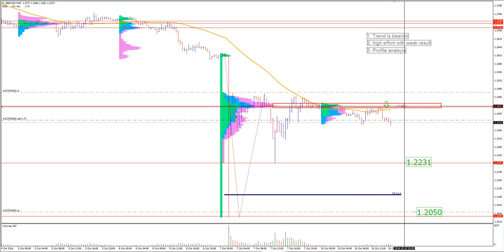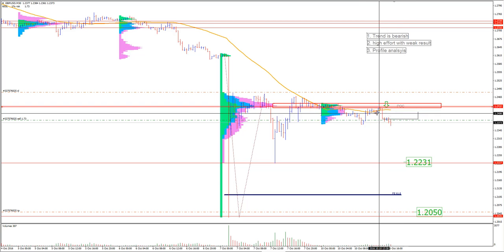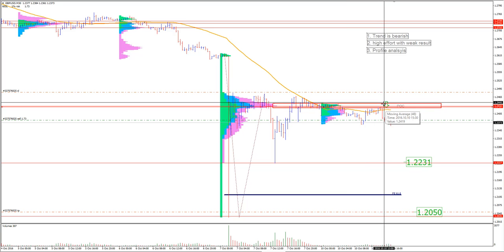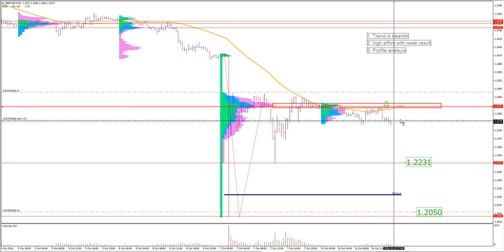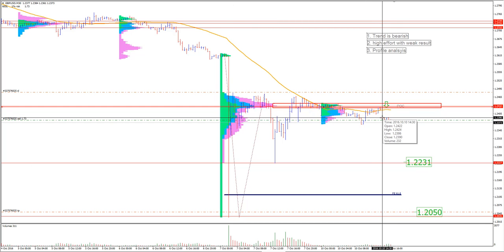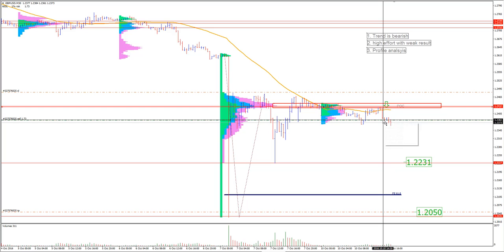1.2430, right? And it's not surprising why we saw the rejection here today from that point of control, and the rejection of 40 pips. Once I saw this price supply came in and rejection from this, I started to sell.